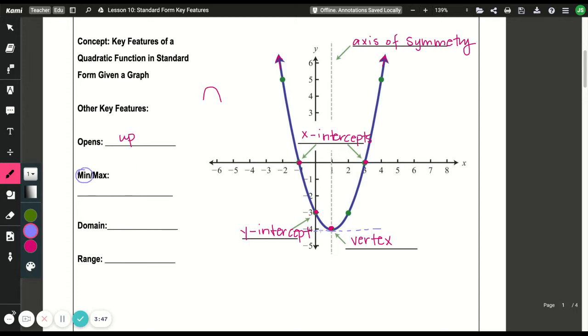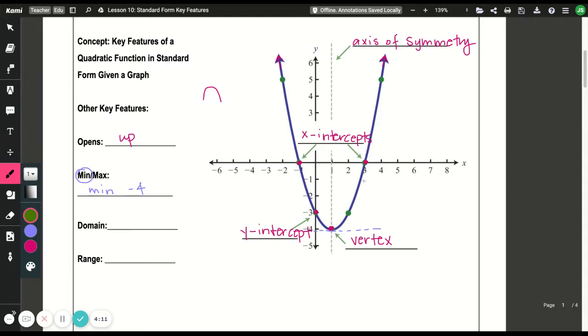And what is the lowest point on that graph? How low does it reach? It goes down to -4. So it has a minimum. The minimum is -4. The domain, remember, domain is all of the x values, and x is this axis that goes left and right.